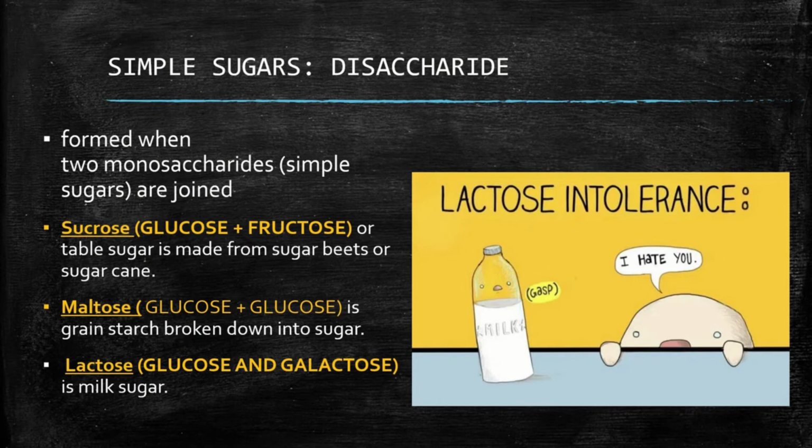So sucrose is our table sugar. It is a combination of glucose and fructose. It could also come from sugar beets or sugar cane. Next, we have maltose. Maltose is a combination of two glucose units. It can be found as grain starch, which could be broken down into sugar or glucose. Lastly, we have lactose. This is a combination of glucose and galactose. This could be found in milk.